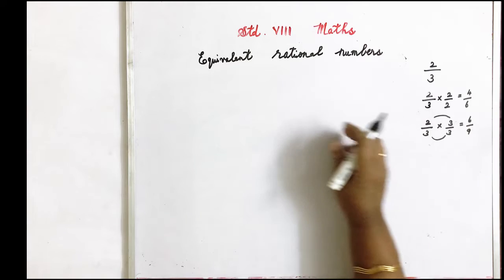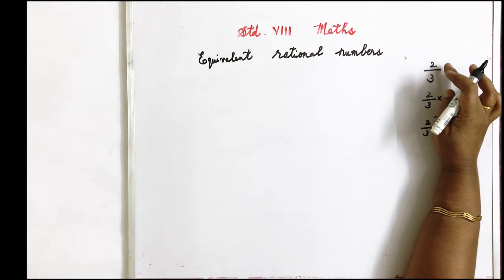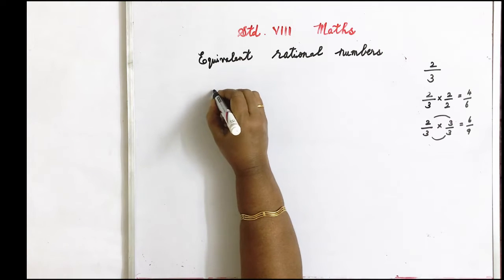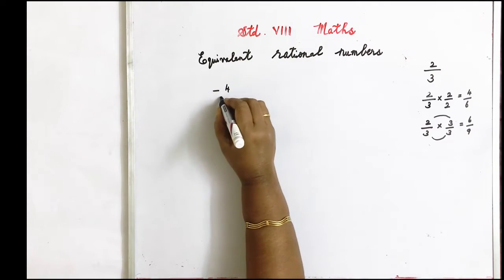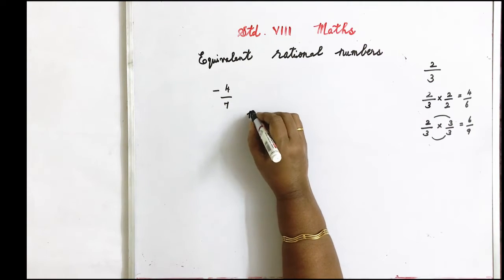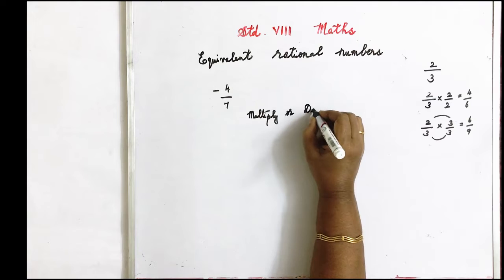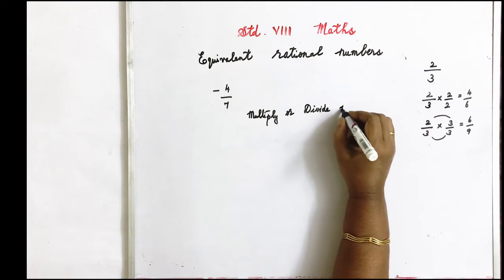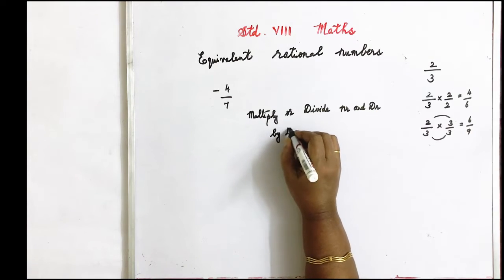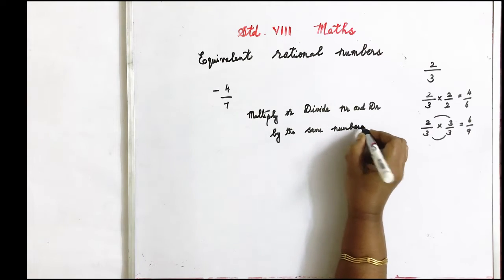The same way we are going to find equivalent rational numbers. But here in the fraction we are having only positive numbers. Here I am going to consider a negative number. So minus 4 by 7. To find equivalent rational numbers, what should we do now? Multiply or divide numerator and denominator by the same number. Any number we can use.